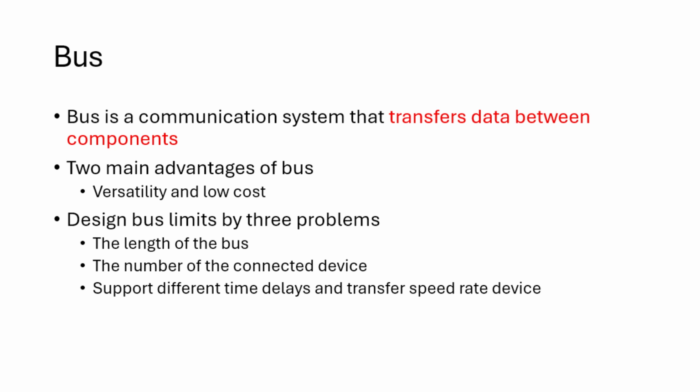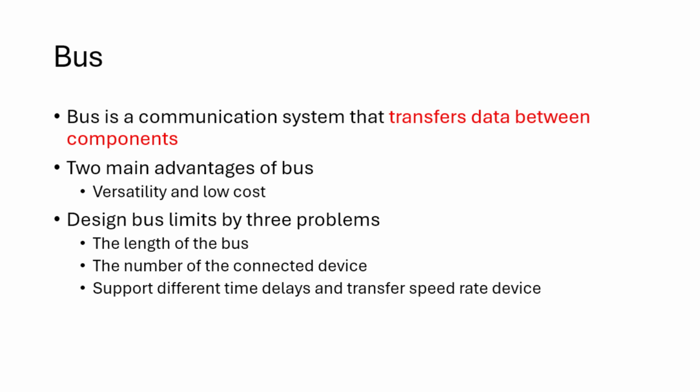The two main advantages of the bus are versatility and low cost. They are the address bus and the data bus. We can use the bus in a lot of situations, and it is also low cost, but there are still a lot of cons or limits for the bus, like the length of the bus, the number of connected devices, and the support for devices with different time delays and transfer speed rates. So those are the three problems when we use the bus.